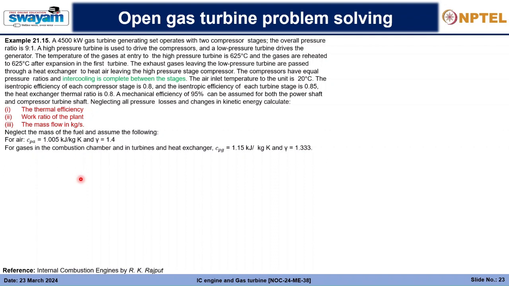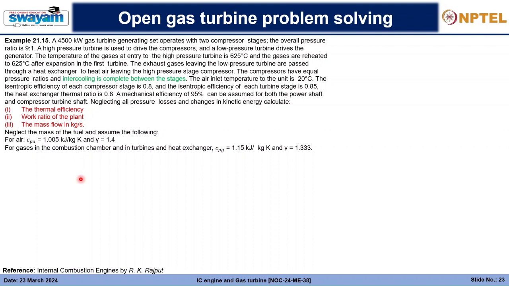Then the exhaust gases leaving the low pressure turbine are passed through the heat exchanger to heat the air leaving the high pressure stage compressor. So there is a regenerative process as well. There is a heat exchanger, and the compressors have equal pressure ratios, and intercooling is complete between stages. The air inlet temperature to the unit is 20 degrees Celsius. The isentropic efficiency of each compressor stage is 0.8. The isentropic efficiency of each turbine stage is 0.85, and the heat exchanger thermal ratio is 0.8.